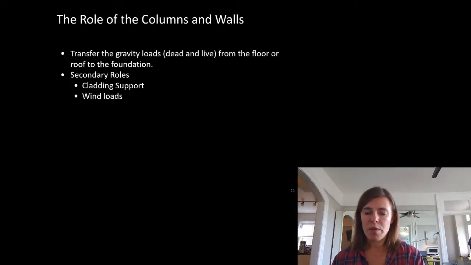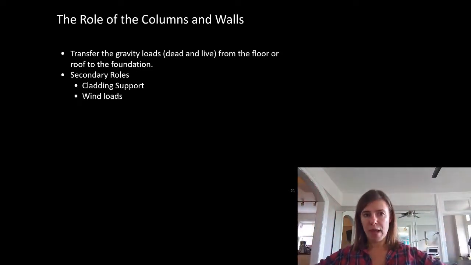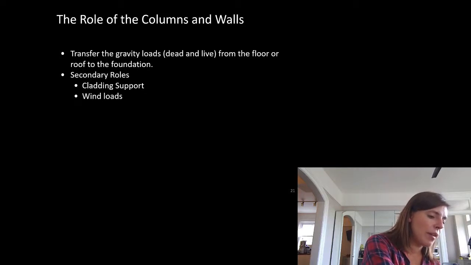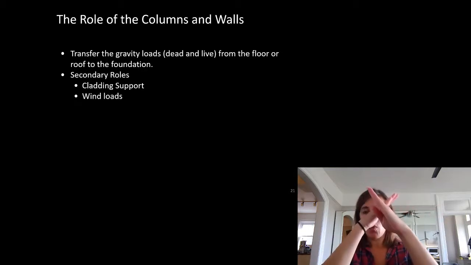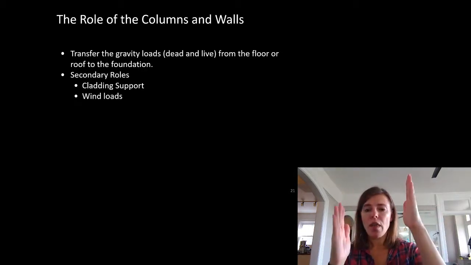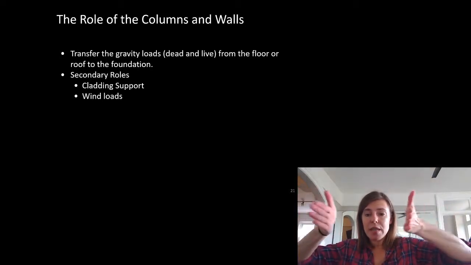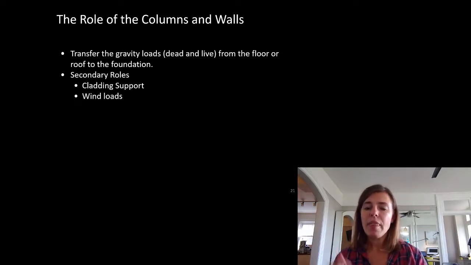What's the role of the columns and walls? Well, they take all of that load from the floors and the roofs and transfer it down to the foundation. Sometimes they're part of the lateral load resisting system. So if we have a braced frame, when those try to get pushed over, those columns can be much more impacted than other columns in the system. It also will support the cladding, which means if the wind is blowing on the cladding, and it's connected to a column, that column is going to have wind load on the side of it.